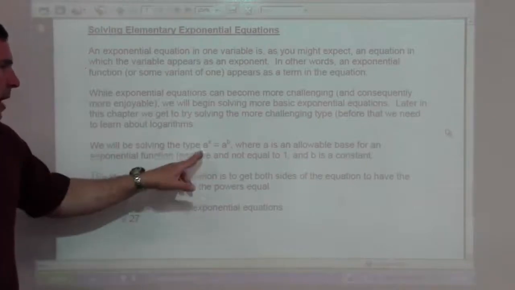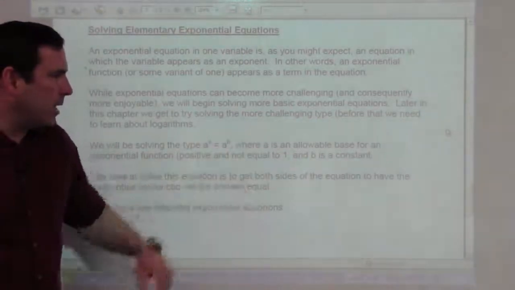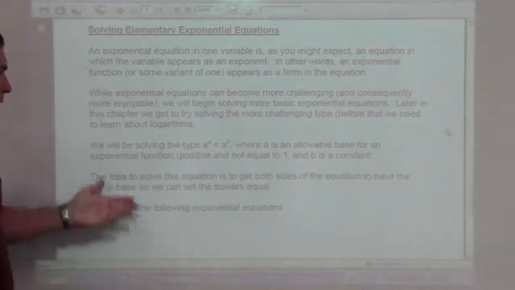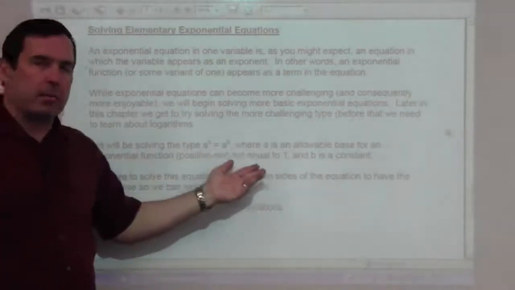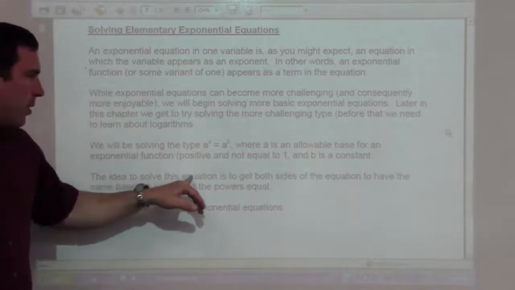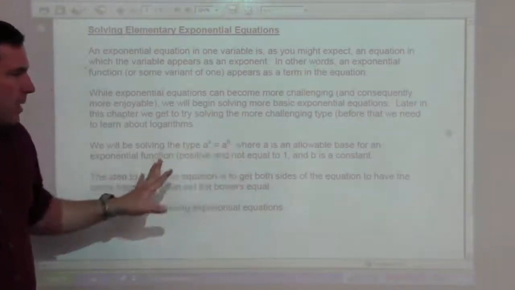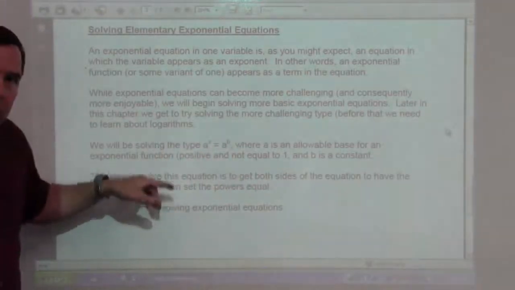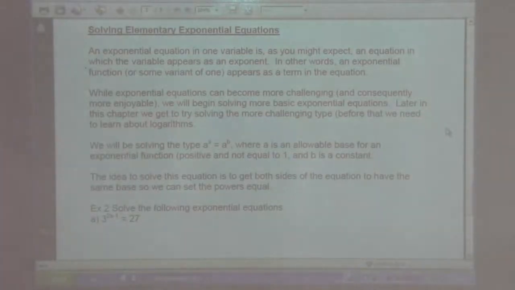We'll be solving the type a to the x equals a to the b, where a is an allowable base for an exponential function. It's positive, not equal to 1. And b is a constant. The idea is to solve the equations to get both sides of the equation at the same base so you can equate the powers.